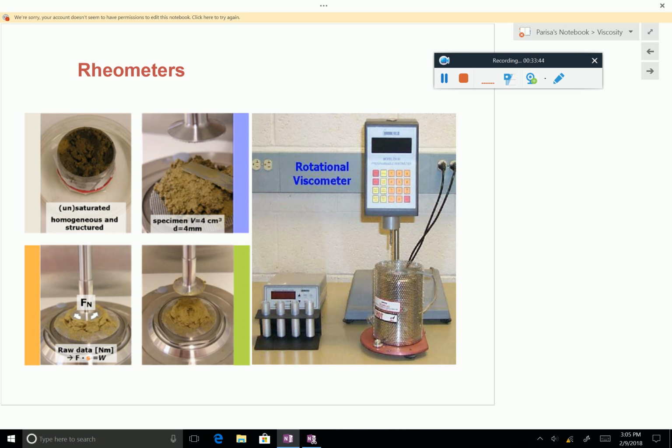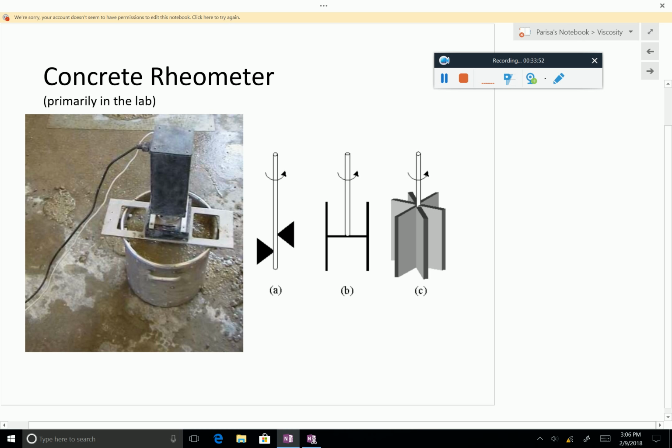I don't know if they show you this in C337. No? Haven't seen it. It's a little bit more complicated test, so maybe that's why.